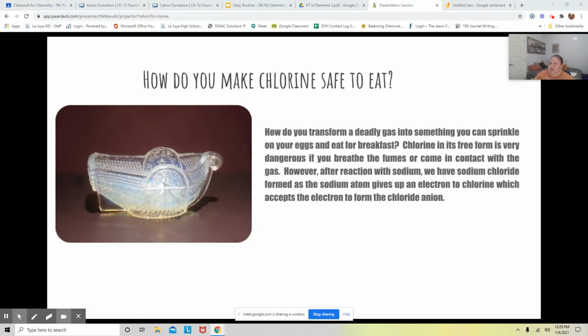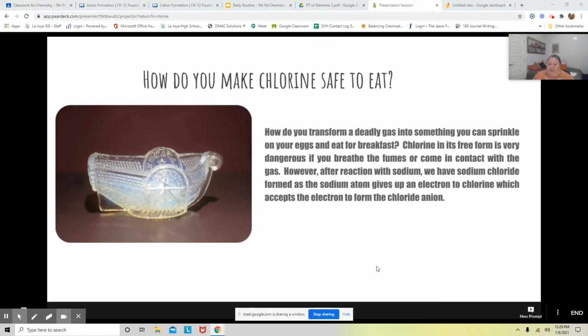And we put table salt on just about everything as Hispanics, right? We love it on our beans, we love it on our tacos, we love it even sometimes on, I don't know, eggs and potato and everything else that you guys love. But either way, once chlorine and sodium have undergone that reaction and become the compound sodium chloride, you have a very safe and tasty substance. Okay? And today, that's what we're going to be talking about.